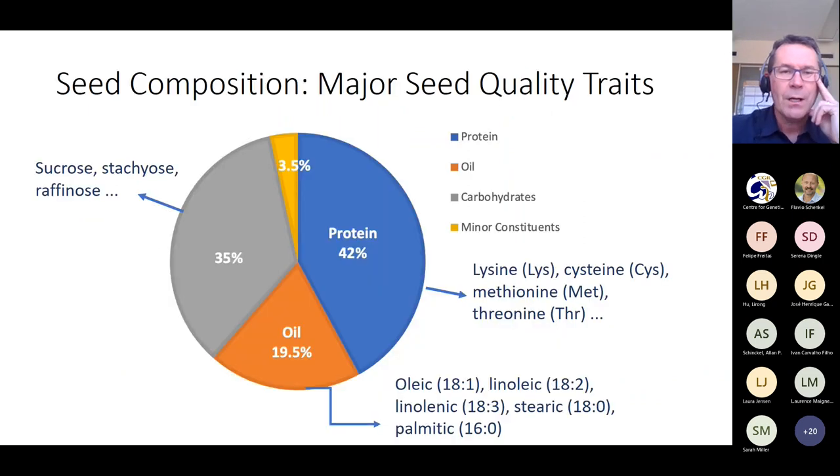So again, focusing on the seed composition, why is soybean so valuable for the seed composition? Because this source stated that approximately 40% of the volume of soybean seed is made up of protein, and that's high quality protein with all essential amino acids present. About 19 to 20% is oil. About 35% are different carbohydrates: sucrose, raffinose, starch, and about 3.5% are minor components. So the oil is one of the highest quality vegetable or plant oils because of its fatty acid composition and low level of saturated fat and high level of unsaturated fat.